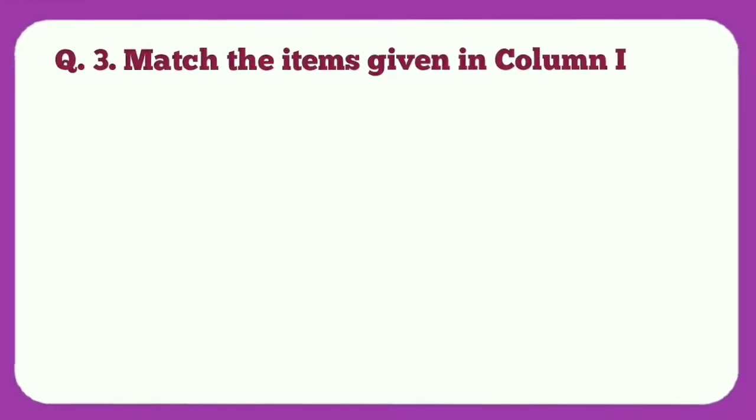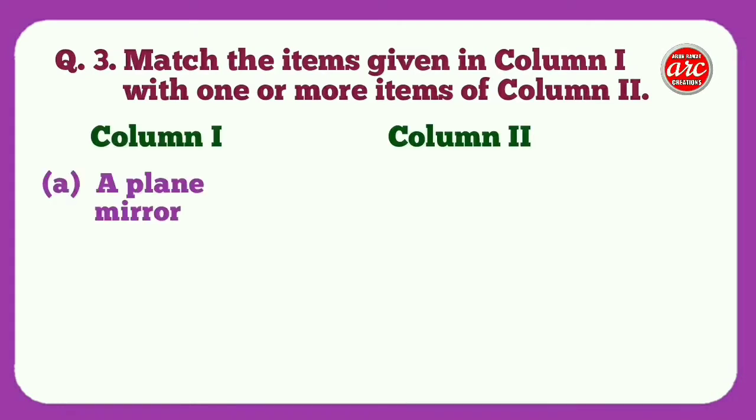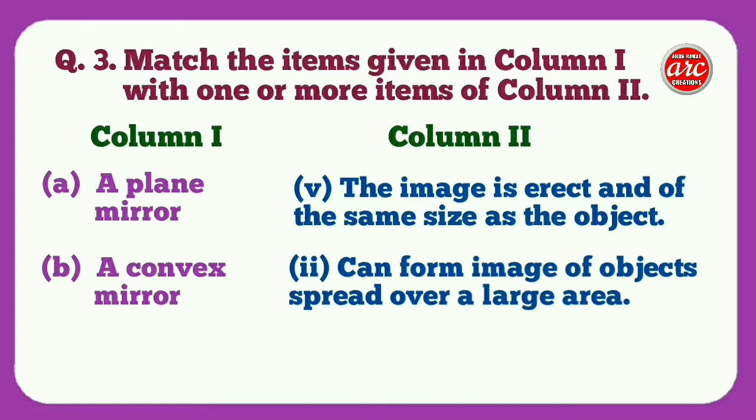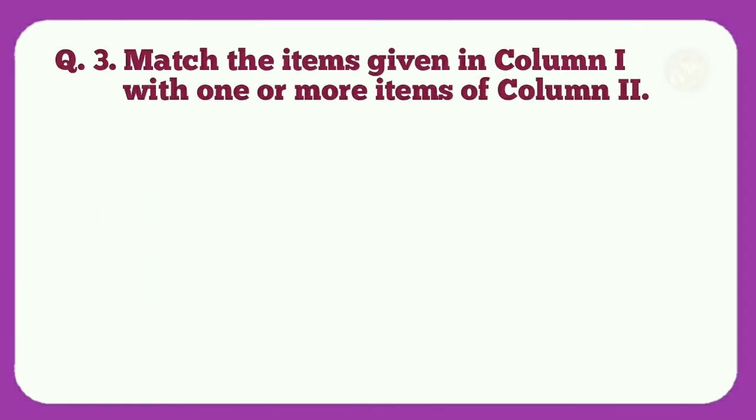Question number 3. Match the items given in column 1 with one or more items of column 2. Column 1, column 2. A. A plane mirror. Right match is number 5. The image is erect and of the same size as the object. B. A convex mirror. Right match is number 2. Can form image of objects spread over a large area. And number 6. The image is erect and smaller in size than the object.